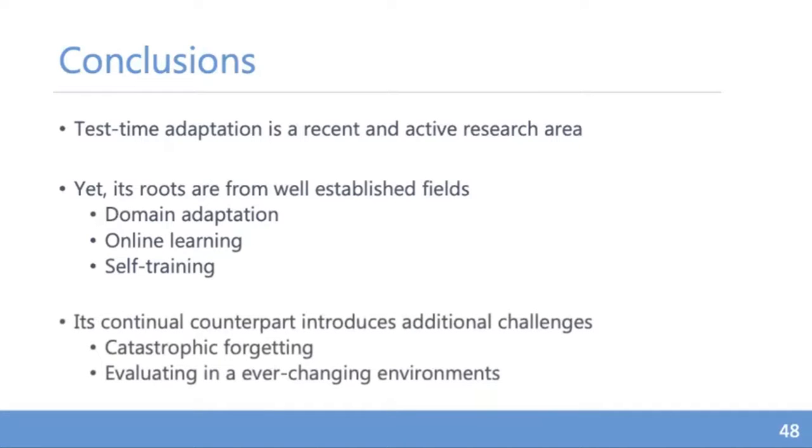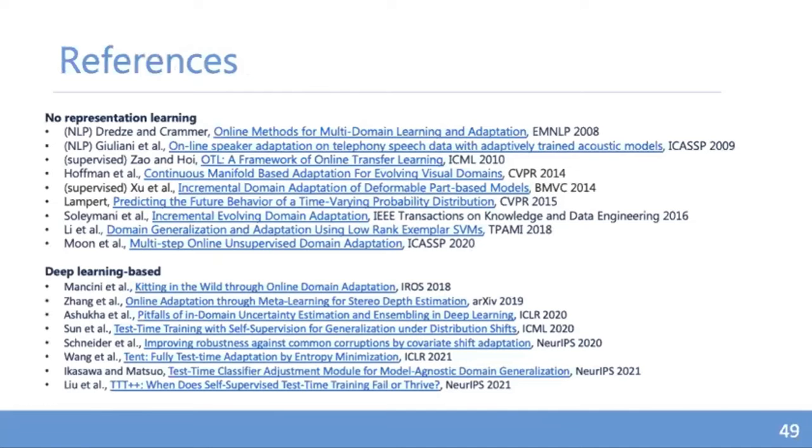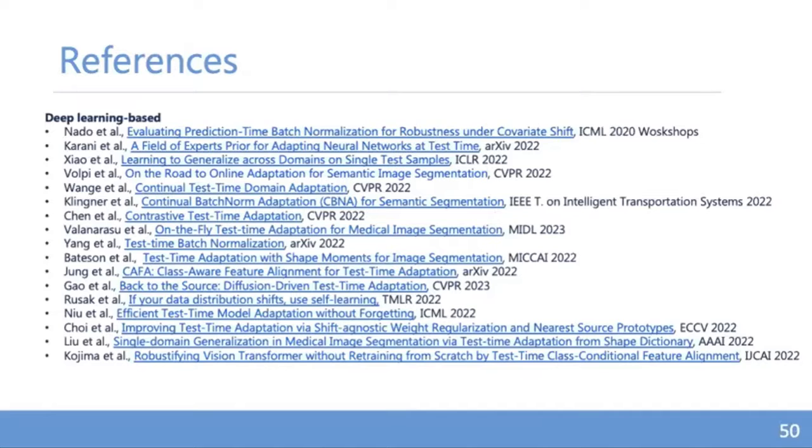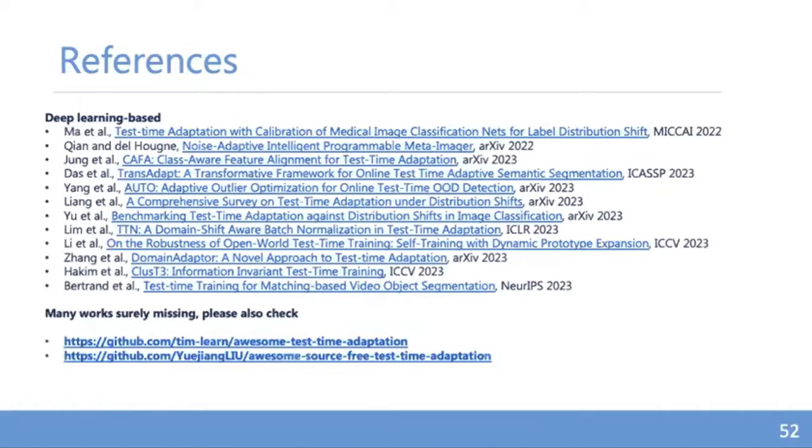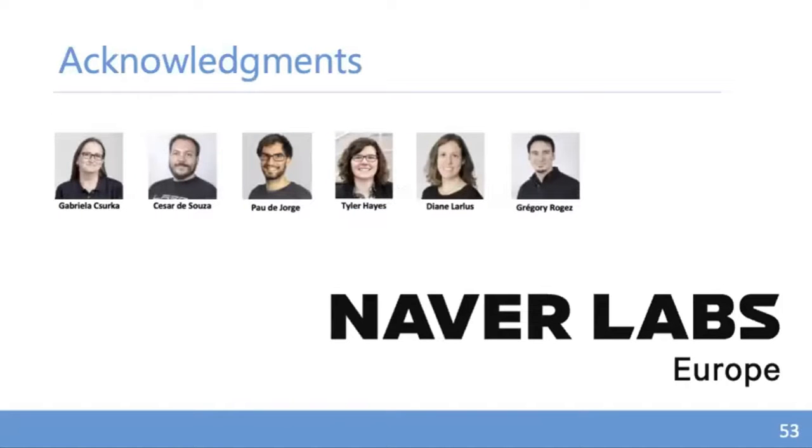The continual learning counterpart introduces additional challenges like catastrophic forgetting, and evaluation itself can be an issue, right? Okay, so I'm not going to go through the references, since we're going to release the slides, you can check the references that I keep for myself. But as in many literatures, you can find some awesome test time adaptation GitHub repos, so check them out because they're most likely more complete than my reference list.